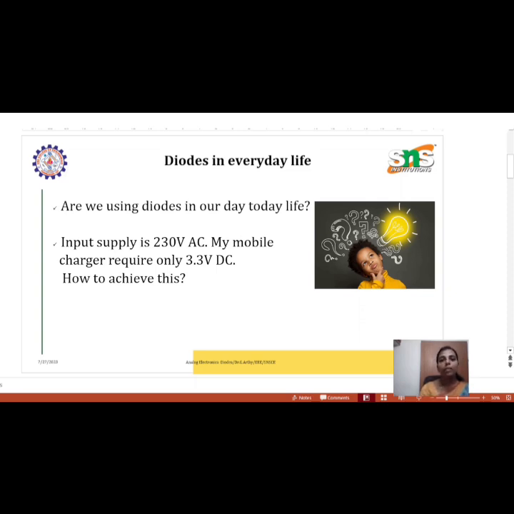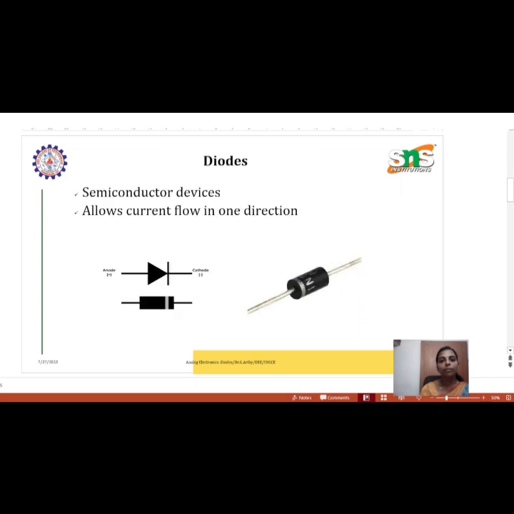So let us discuss this. This is a diode, the symbol of a diode, and practically how a diode looks physically. It is a semiconductor device and it allows the flow of current only in one direction. That is the main point of a diode.